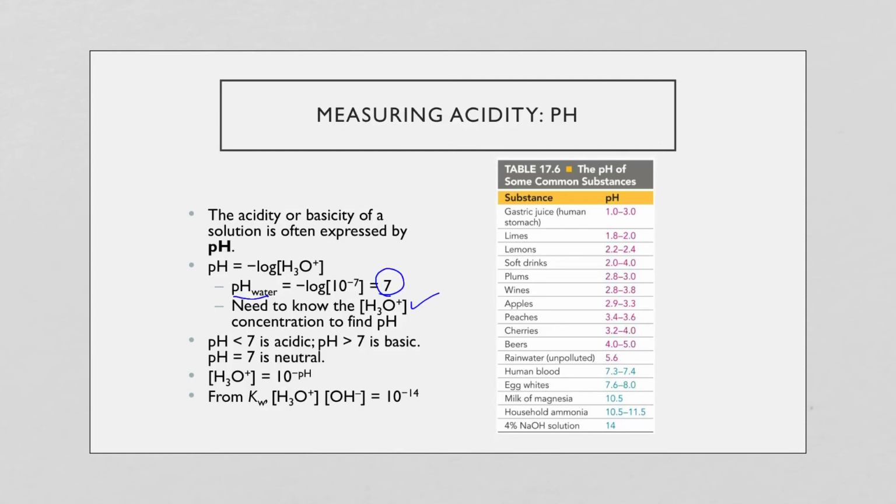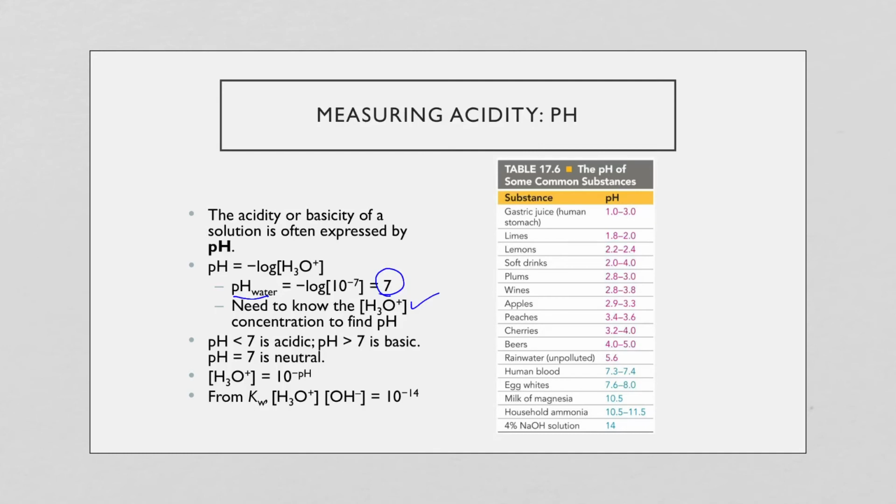Now, what about if you have an acidic or basic solution? So if I have an acidic solution, remember that means my hydronium ion concentration is going to be a bigger number, right? So when I take the pH, the negative log of a larger number, I'm going to get a smaller value.